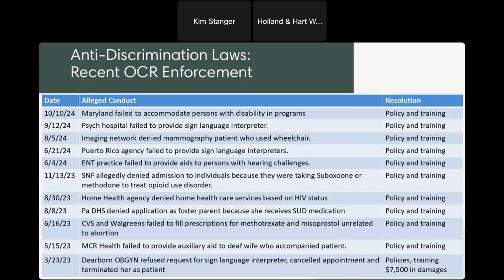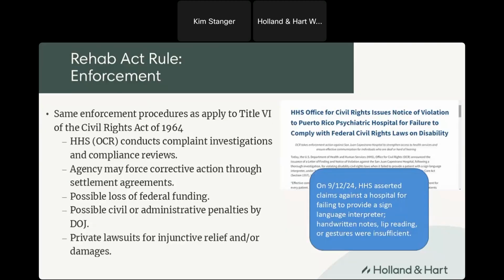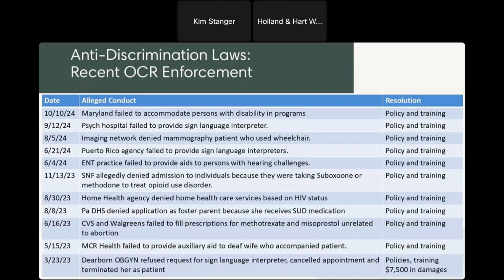When you look at some of the recent decisions, just in October, the state of Maryland entered into a settlement agreement. In September, a psych hospital entered into a settlement agreement because they failed to provide a sign language interpreter. Significantly, in that decision, the Office for Civil Rights concluded that they should have provided the sign language interpreter, and that handwritten notes, lip reading, or other gestures were insufficient under those particular circumstances. We'll talk more about that a little bit later.